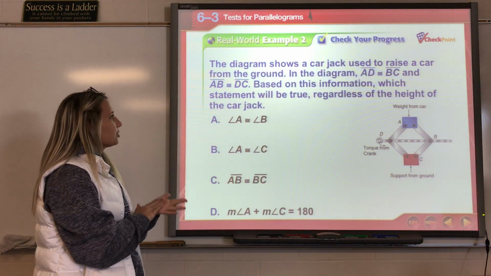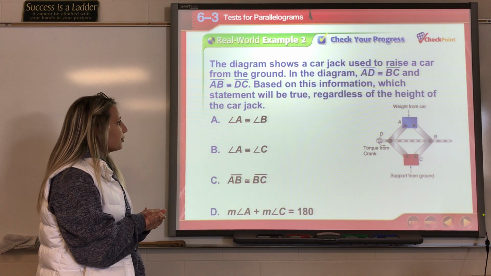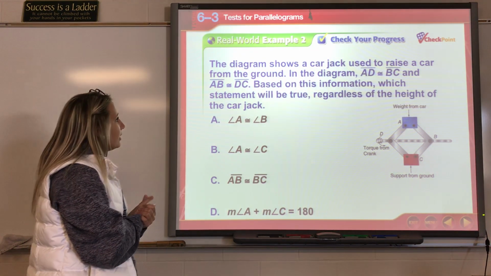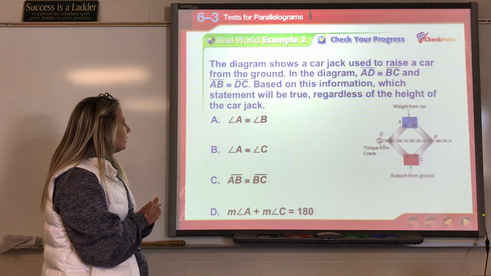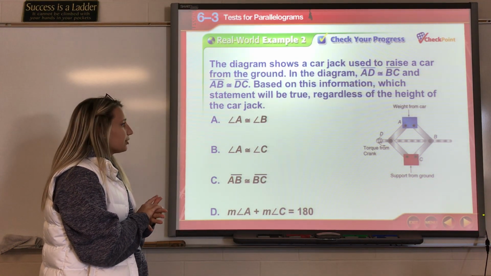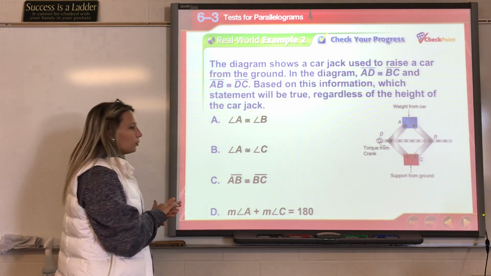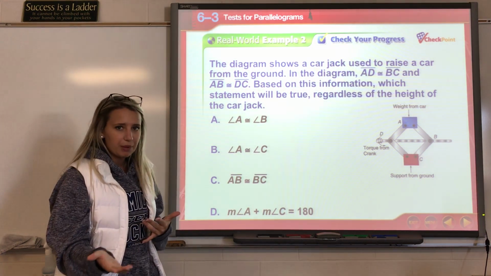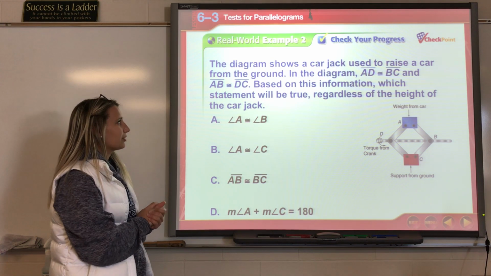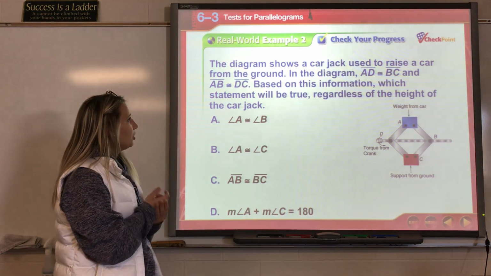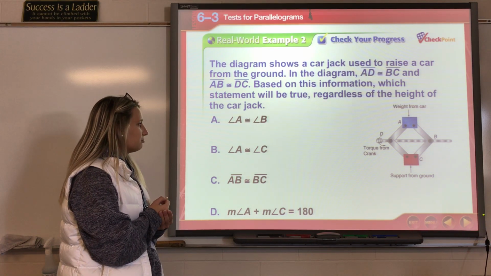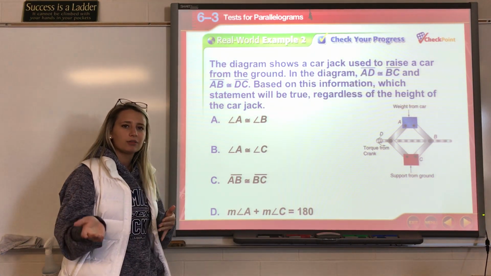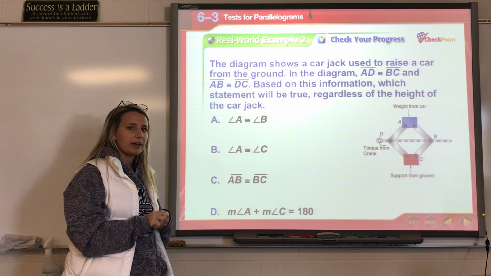It says the diagram shows a car jack used to raise a car from the ground. Here's the car jack. In the diagram, segment AD is congruent to segment BC, and segment AB is congruent to segment DC. So again, sketch it on your paper if you'd like. Think about this. The question being asked is which statement will be true regardless of the height of the car jack? All right, so pause your video. We can start thinking about this a little bit.